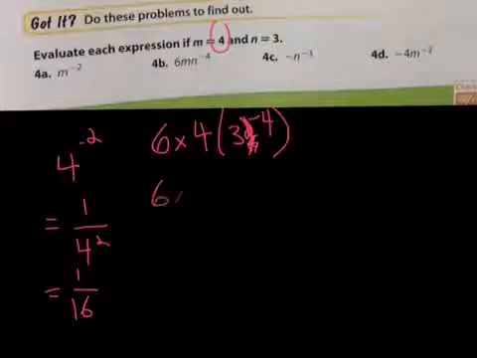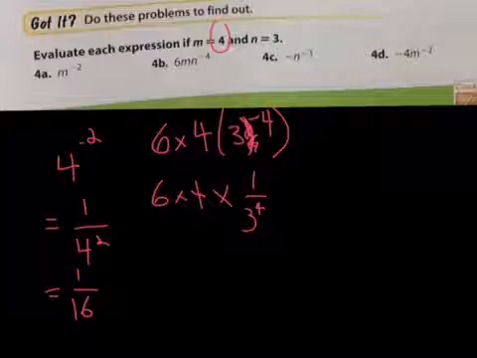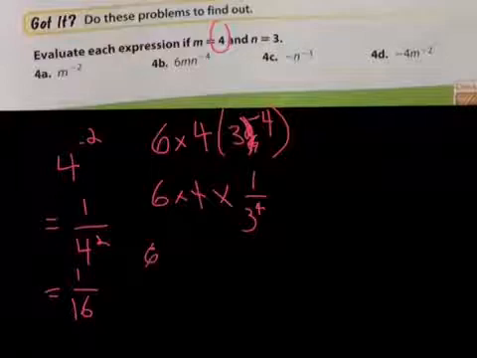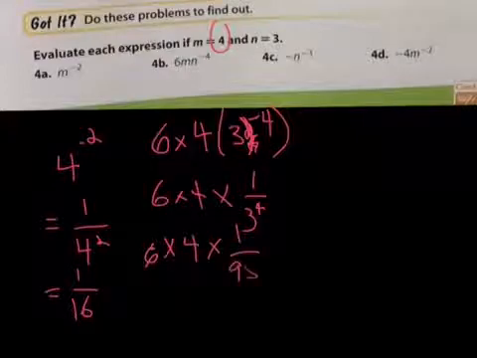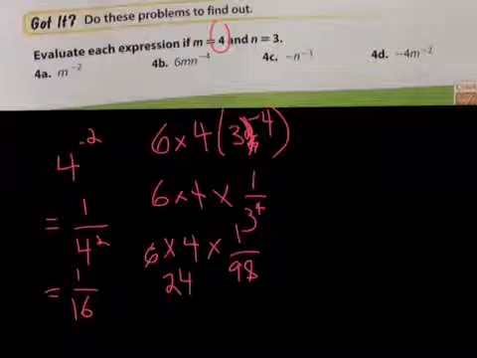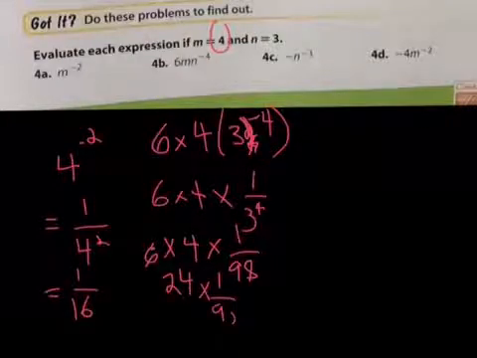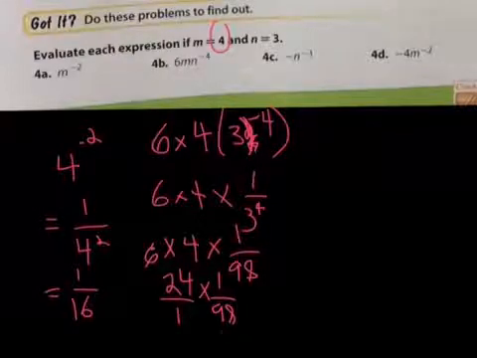Okay, so 6 times 4 times 1 to the third power over 3 to the fourth power. Now I can just go ahead and solve the exponent. I have 6 times 4 again. 6 times 4 times 1 over 3 times 3 times 3 times 3 equals 81. Okay, now I can just go ahead and solve through. 6 times 4 is 24, and times 1 over 81. Right? I'm going to place this over 1. I'm going to multiply straight across, or I can cross-reference.